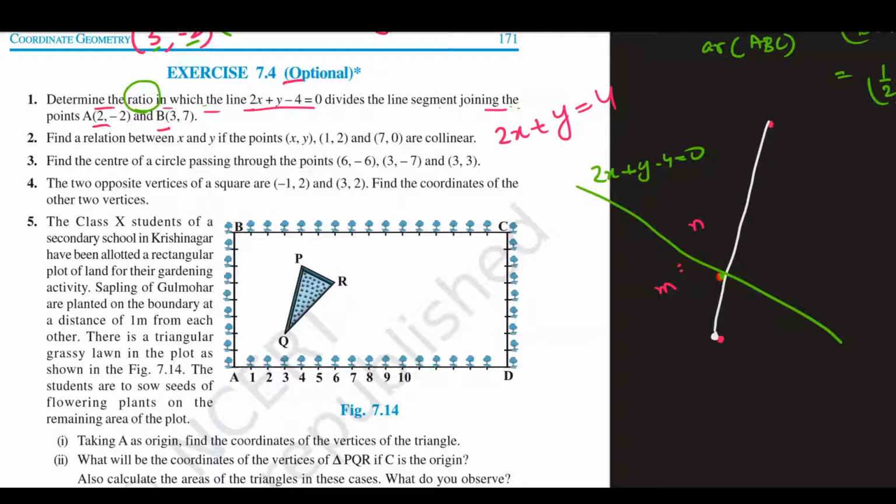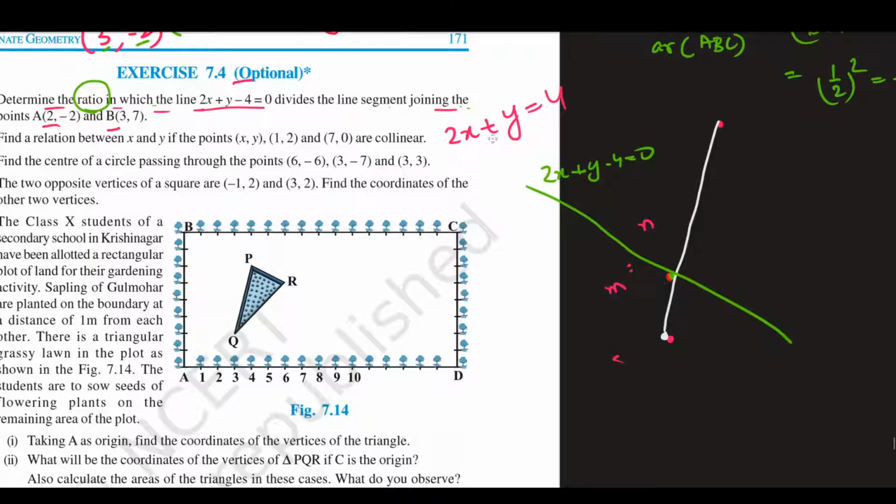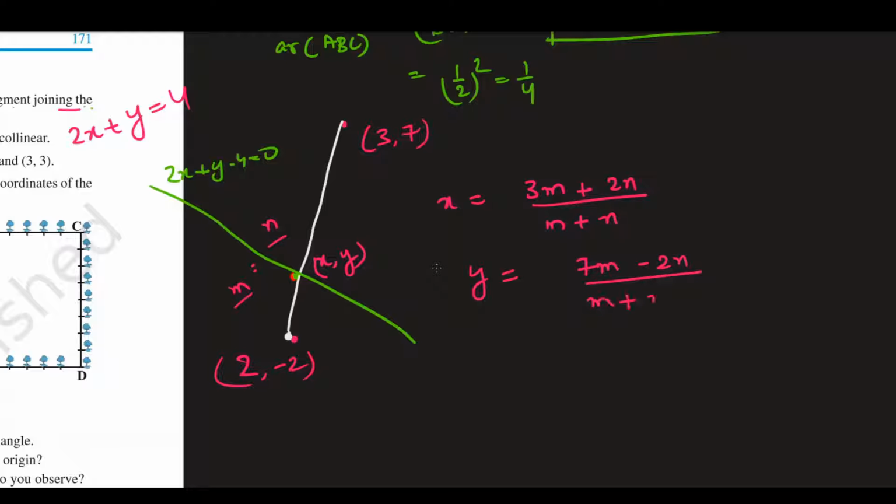to n. The points are 2 comma minus 2 and 3 comma 7. The question says we have to find this ratio. Let this coordinate be x comma y, then x will be (3m plus 2n) upon (m plus n), and y will be (7m minus 2n) upon (m plus n).